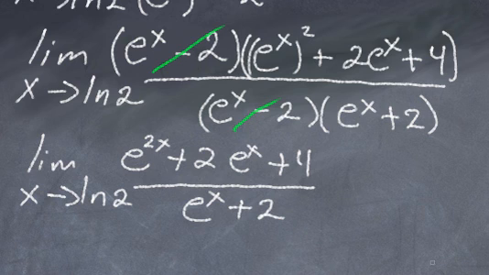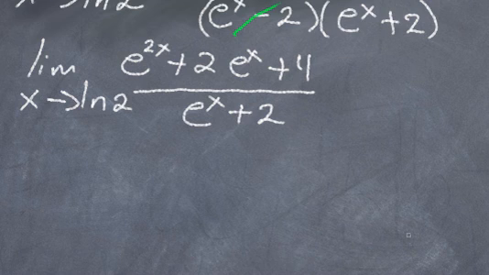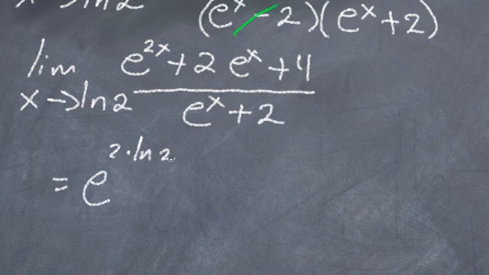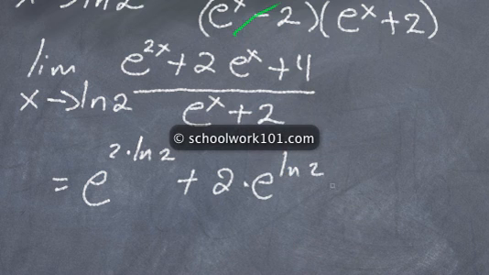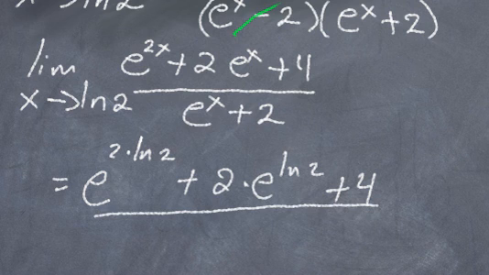Okay, so now what you want to do is go ahead and do the direct substitution now, plugging the natural log directly in, the natural log of 2. So we end up having e to the 2 times the natural log of 2 plus 2 times e to the natural log of 2, and let's see here, plus 4, and that's all over e to the natural log of 2 plus 2.